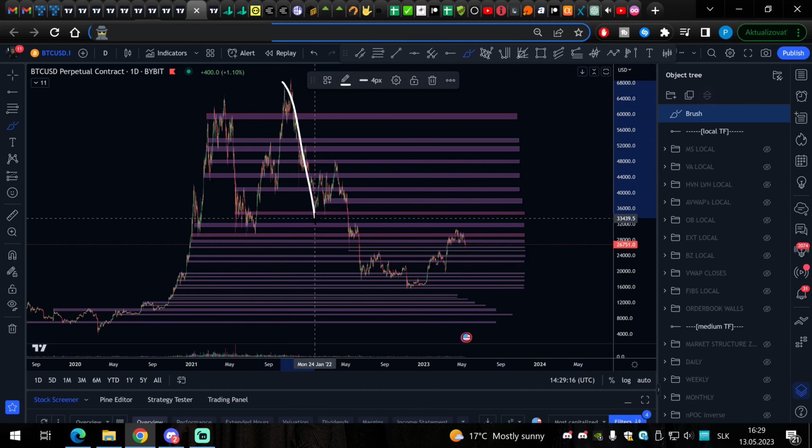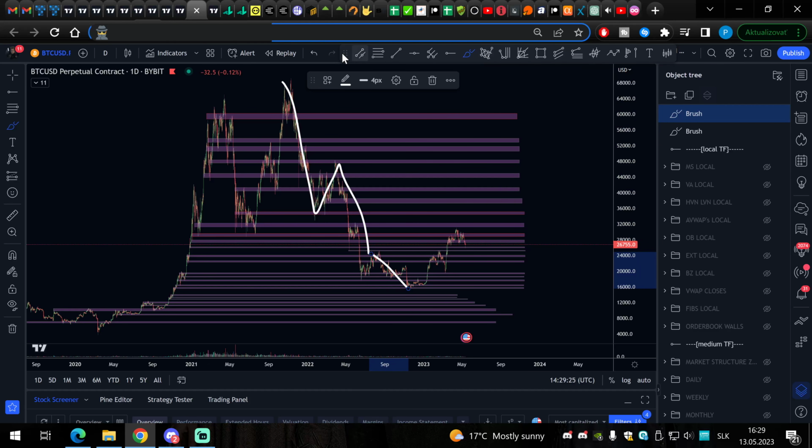So look here, we have the new downtrend with this low taken out, and this was also taken out from the previous structure.